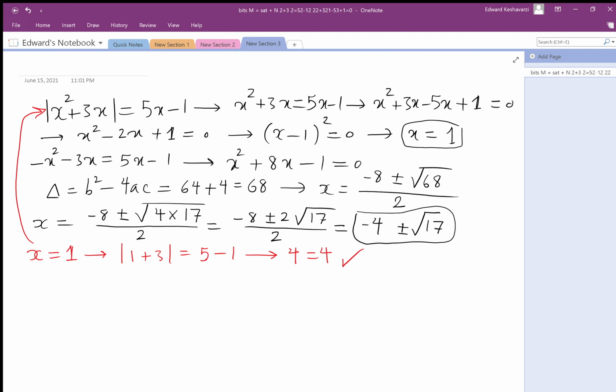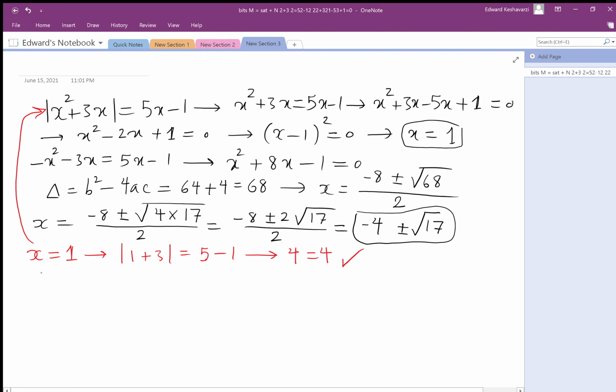Even though verifying here was very simple because x equals 1 is a simple number, how do you want to verify -4 plus or minus square root of 17? That's a little bit difficult to achieve. This is why I'm going to use a better method that I explained in the previous example. I'm going to write it with blue.